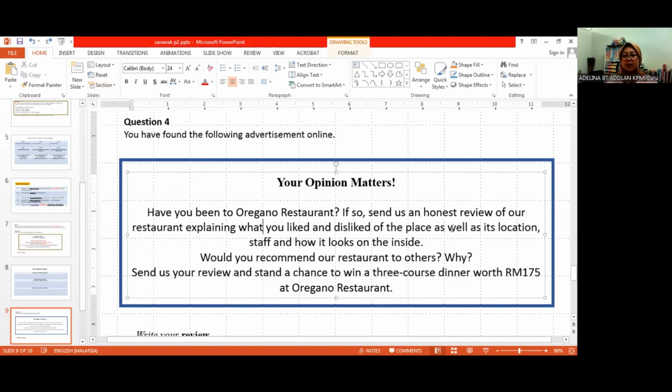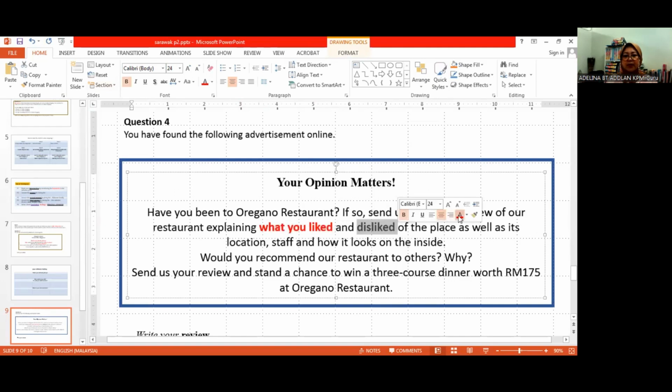Alright, if so, send us an honest review of your restaurant explaining what you liked and disliked of the place, as well as its location, staff, and how it looks on the inside. When you say how it looks from inside, you're talking about the decoration, arrangement of seatings, and so forth. Would you recommend your restaurant to others?